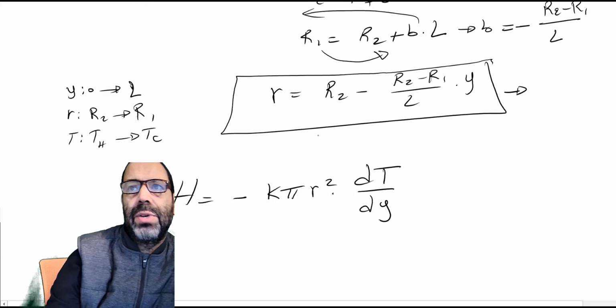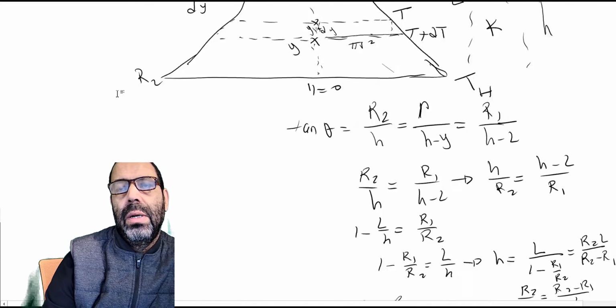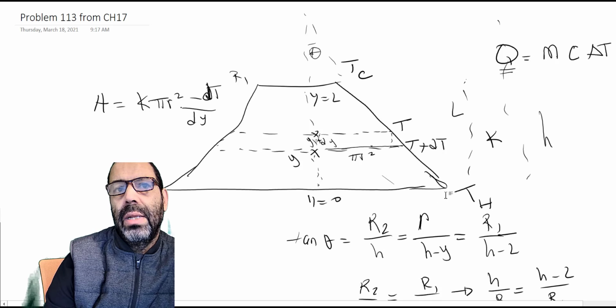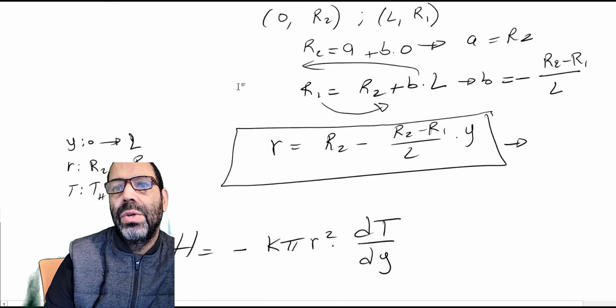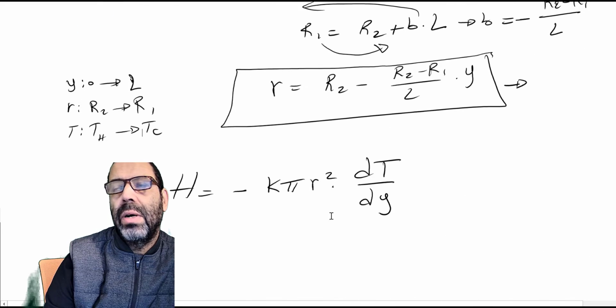So that is basically the setup of the problem. If you look at it on top, y changes from 0 to L, the temperature goes from T hot to T cold, and the radius goes from R2 down to R1. So that is basically the integrations. So what I'm going to do is integrate over r instead of over y. So I'm going to do this change of variable, which is already available for me.